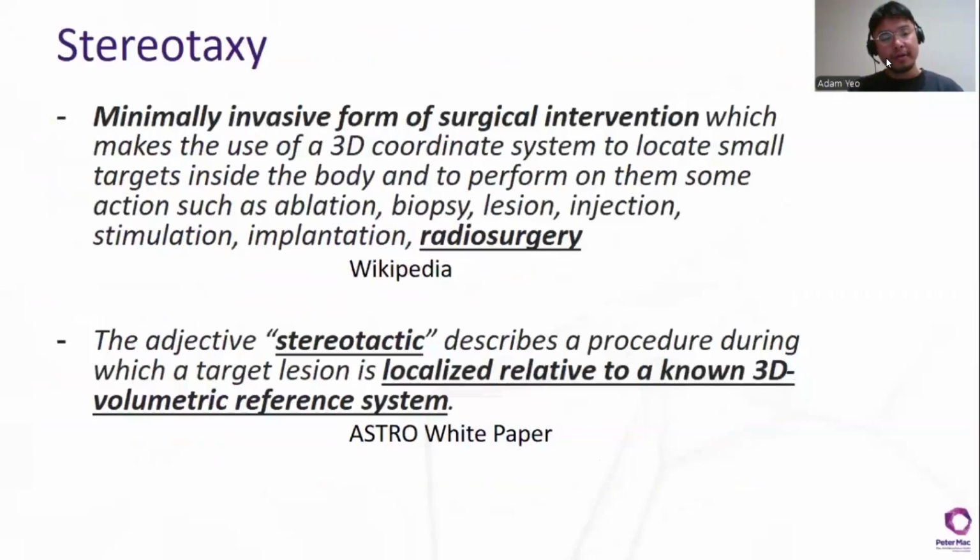For the definition first, stereotaxy originated from the minimally invasive form of surgical intervention. It includes not only radiosurgery, but also all sorts of other surgical intervention procedures, such as stimulation, ablation, biopsy, etc., which make use of a 3D coordinate system, that's the keyword here, to locate small targets inside the body and to perform on them any actions, any surgical interventions. An ASTRO white paper says that the adjective stereotactic describes a radiotherapy procedure in which a small target is located relative to a known 3D volumetric reference system.